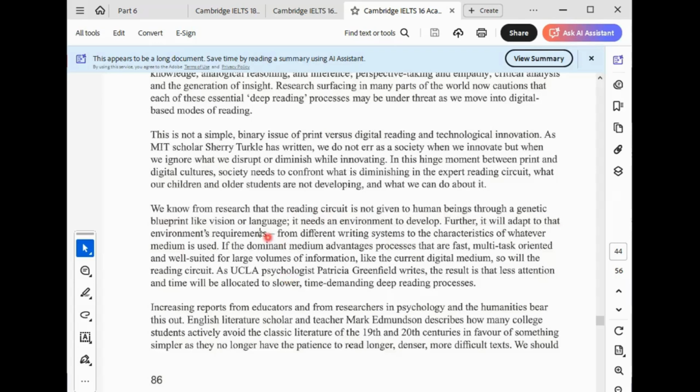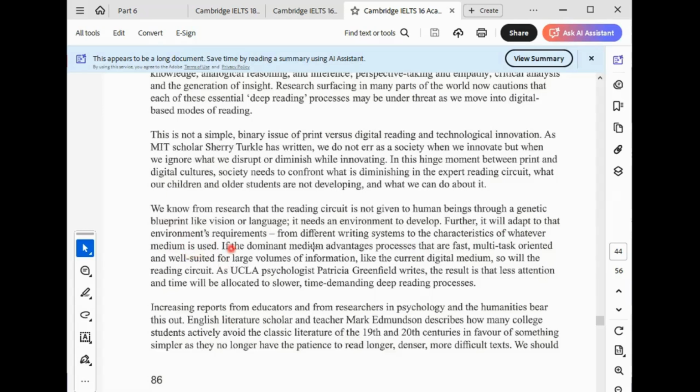What are the environment requirements? Look at it. From different writing systems, that's one, to the characteristics of whatever medium is used. In other words, characteristics of paper is different from the characteristics of a computer. It's different from the characteristics of maybe writing on the ground, or writing on stone. You know that there was a time that they used to write on stone. The brain will adapt to those characteristics.